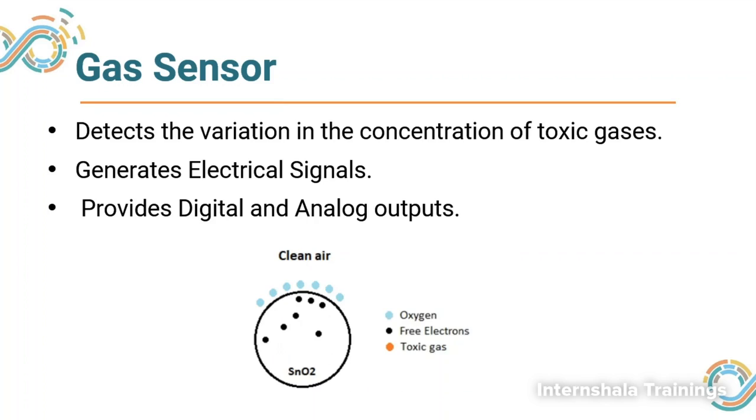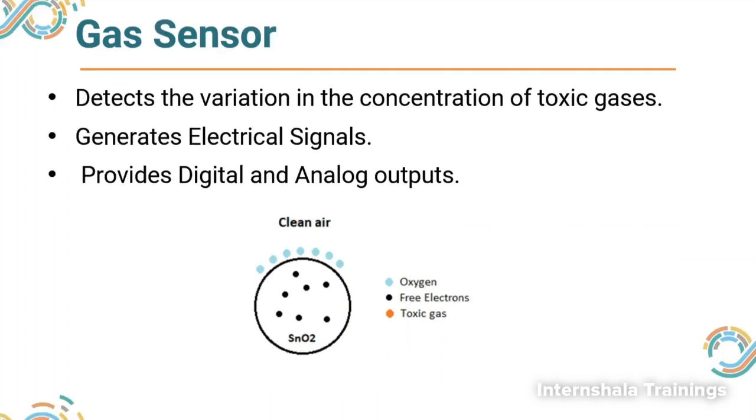So here is what is happening inside the sensor. When you have clean air, all the free electrons are towards the boundary. But when you have toxic gases around the sensor, those electrons are scattered inside the sensor, and that creates more mobility, and the electrical signals are generated. The higher the concentration, the higher the current that is generated.